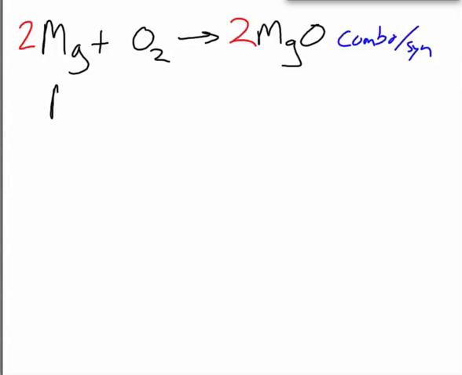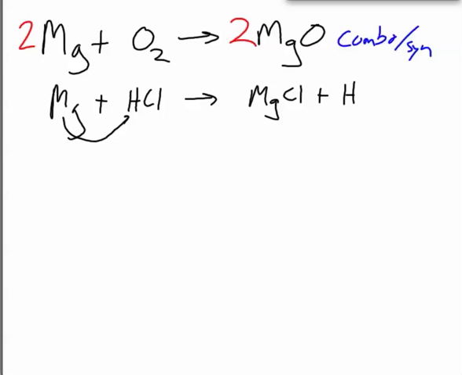For the second one, you took magnesium and you added it to hydrochloric acid. It's a single replacement, so magnesium comes in and replaces the hydrogen, so you have magnesium chloride and hydrogen. Hydrogen is diatomic, chlorine is a -1, magnesium is +2. And when you balance it, you will find that you need 2 hydrochlorics, and then it's balanced. And this is, as we mentioned, a single replacement reaction.